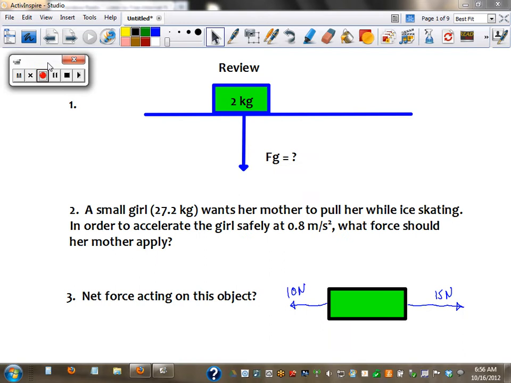This is the topic 14 video. However, before you can do this, you need to be able to do these three. These are three questions that come from topic 13.